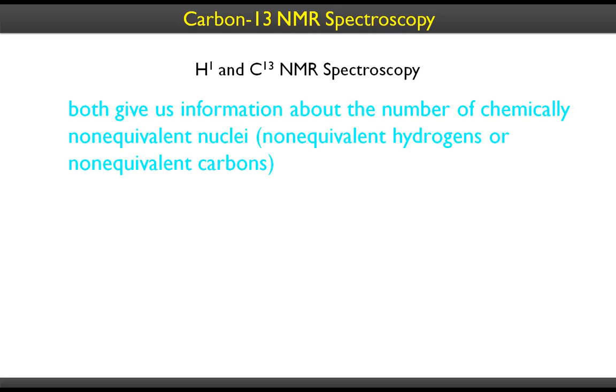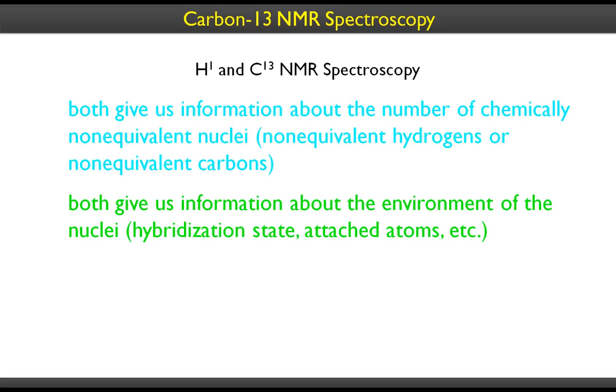To compare the information that we get, proton and C13 NMR spectroscopy both give us information about the number of chemically non-equivalent nuclei, either hydrogen or carbon. In carbon NMR we get carbon information, in hydrogen NMR we get hydrogen information, right? And we can also deduce some information as to what it is attached to, the hosting atoms, the hybridization state, or what is attached to the respective nuclei. So we'll compare as we go along.